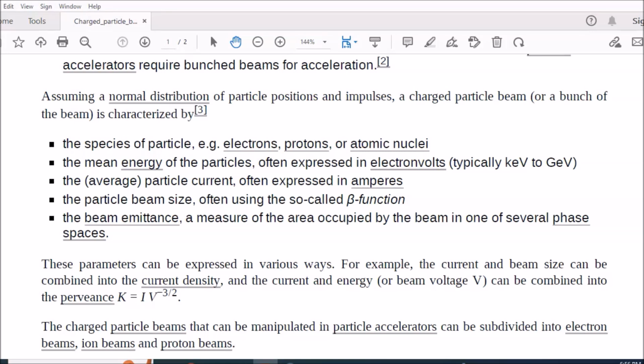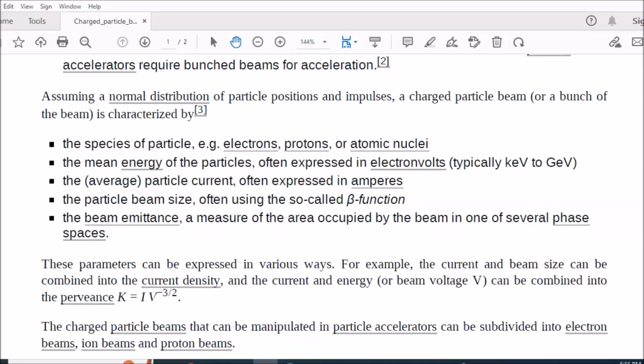Next bullet point. The mean energy of the particles, often expressed in electron volts, typically keV to GeV. Now, electron volts is a unit of measurement, which is keV to GeV. That's the unit of measurement you need in order to get the proper charged particle beam. The average particle current, often expressed in amperes.